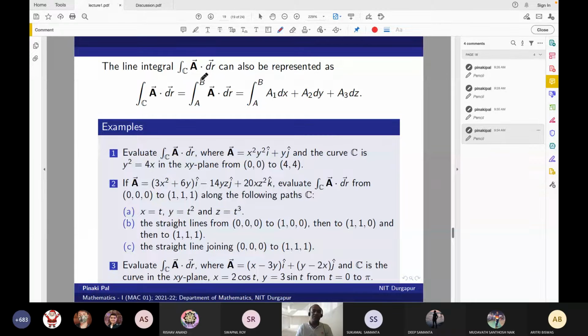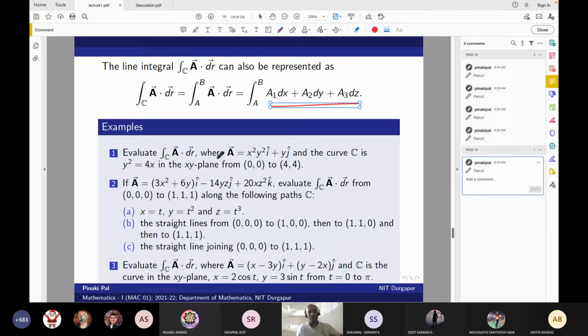This integral is denoted by A dot dr, and dr is a vector differential. It has three different components: i dx, j dy, k dz, and it can be represented in scalar form like this. Okay, so now we have the examples.